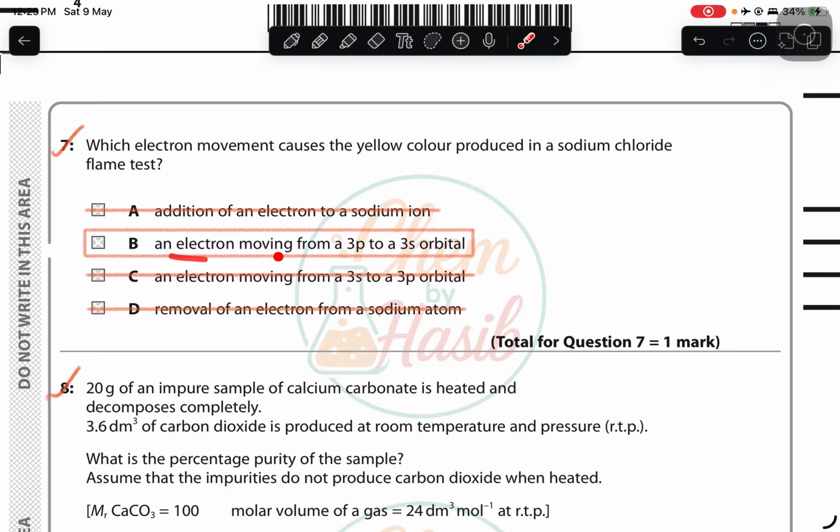An electron moving from a 3p orbital to a 3s orbital, because the color is seen whenever electrons move from higher energy orbitals to a lower energy orbital. 3p is a higher energy orbital, 3s is a lower energy orbital. So electrons moving from 3p to 3s can actually show a color, because that would emit some radiation, and if the frequency of the radiation is within the visible range, then you would always see a color.